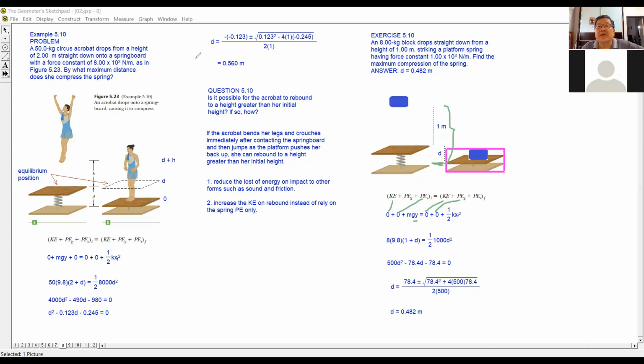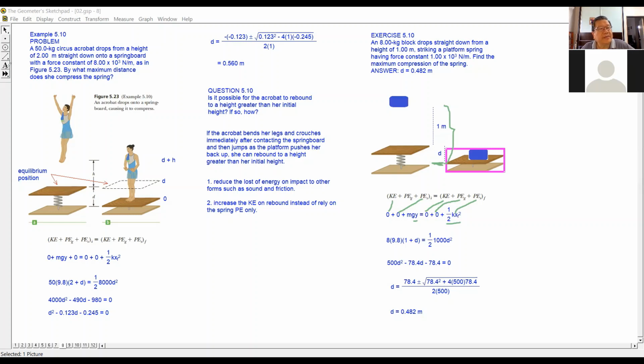Okay, let us look at the question. Find the maximum compression of the spring. If you want to find the maximum compression of the spring, that means when the spring is at its lowest level here, it will come to a stop. Then when it comes to a stop, it has a certain amount of spring potential energy stored in it. So this will be the spring potential energy.